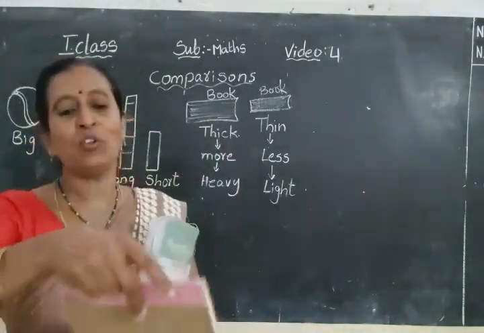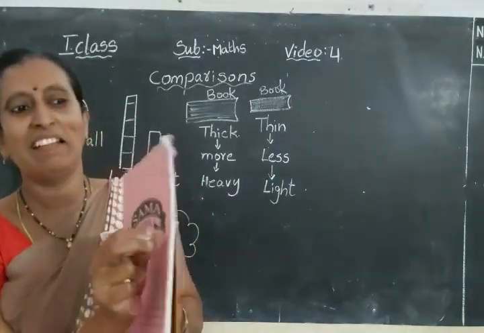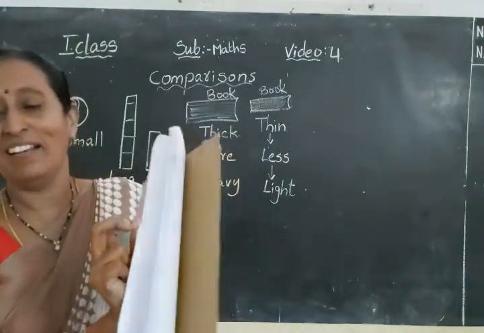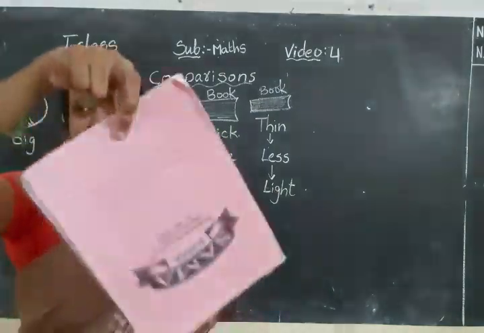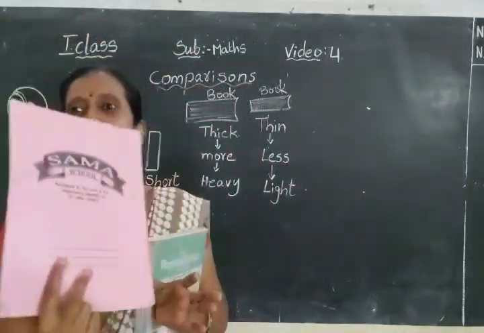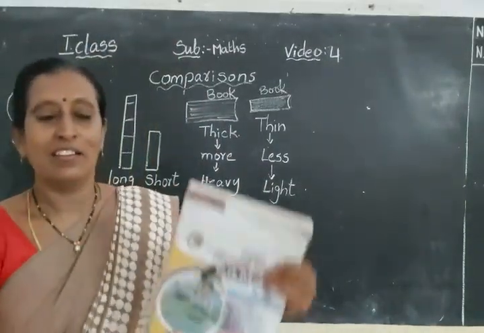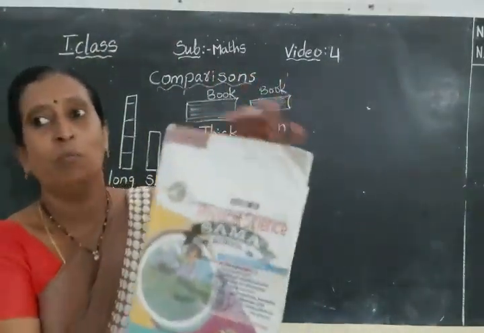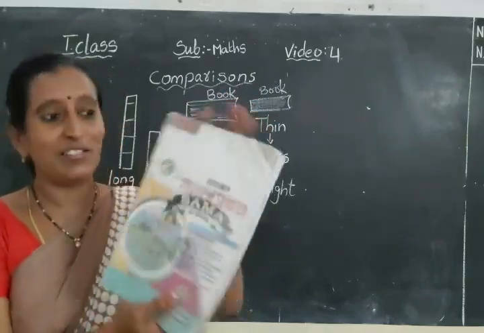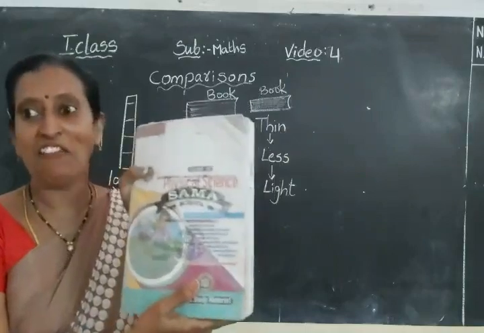And here I am showing this book. See this book. How many pages here? Only less pages. See there, this book, see how lightweight. Why? Because this book has less pages. That's why this book is light. Here, see this book. Wow, this book is heavy. Why? Because this book has more pages. That's why this book is heavy.